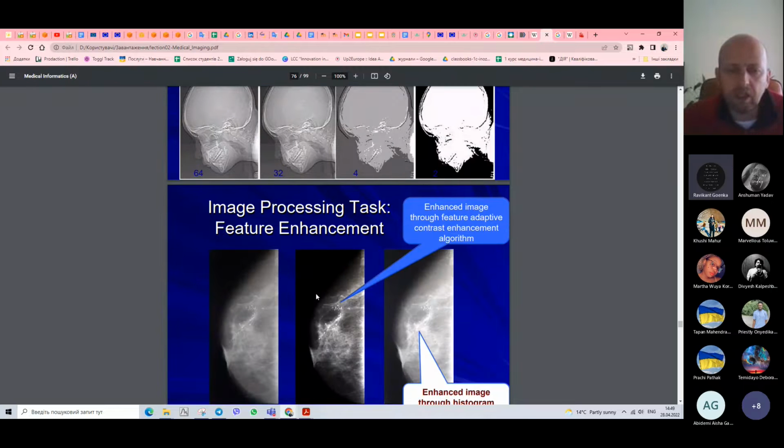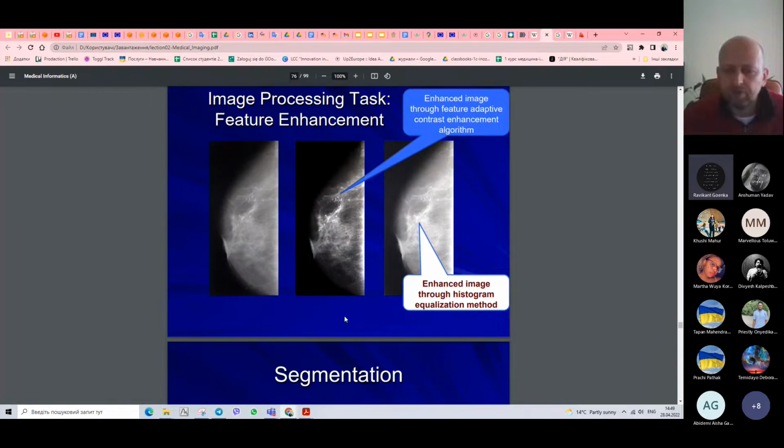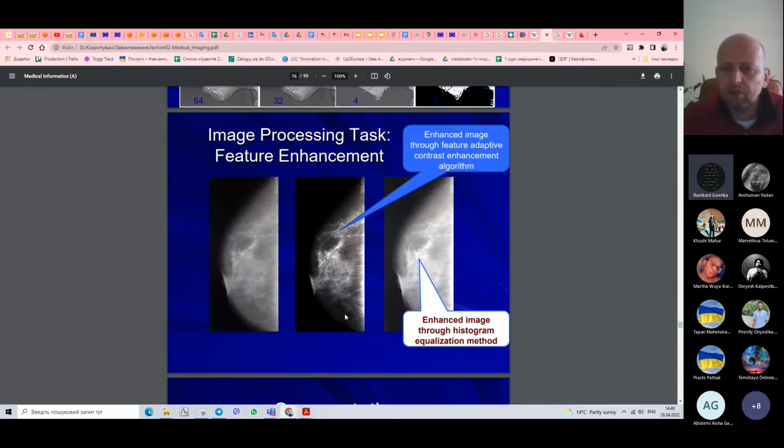Image processing task, feature enhancements. Here you have an image through a feature adaptive contrast enhancement algorithm, and you see more active contrast, so liquid substance is present there.